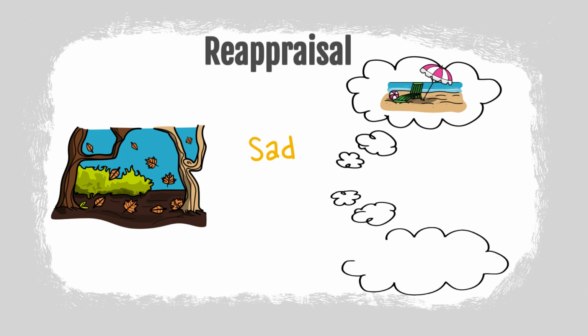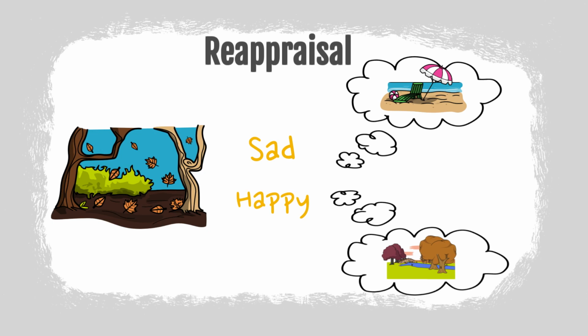However, you can try to construct a new interpretation of it, such as, we'll be able to go on lovely walks. I love the crunchy sound of the leaves under my feet in autumn. And here, instead of sadness, you may feel some happiness at this prospect. Here, the situation is still the same, it is still autumn, but your interpretation of it gives rise to a different emotion.